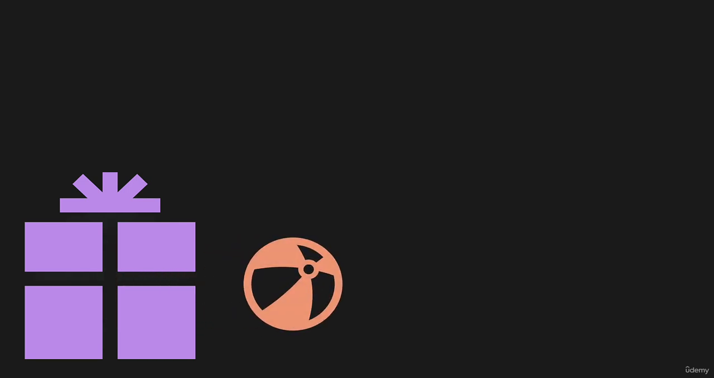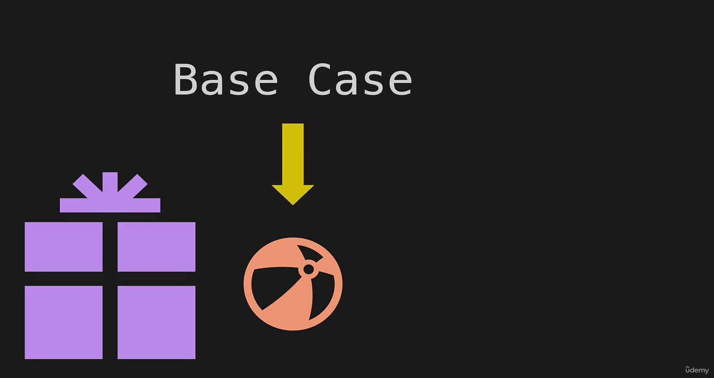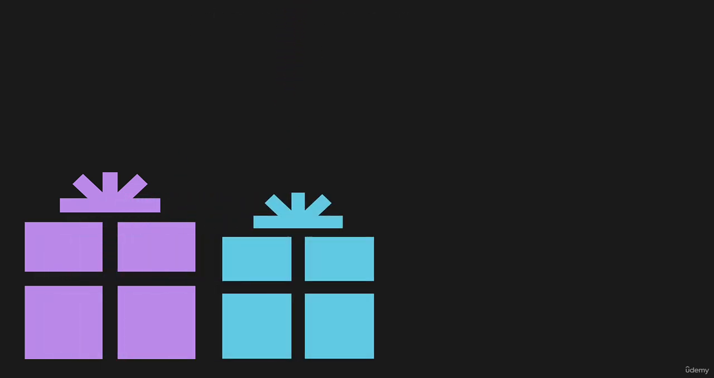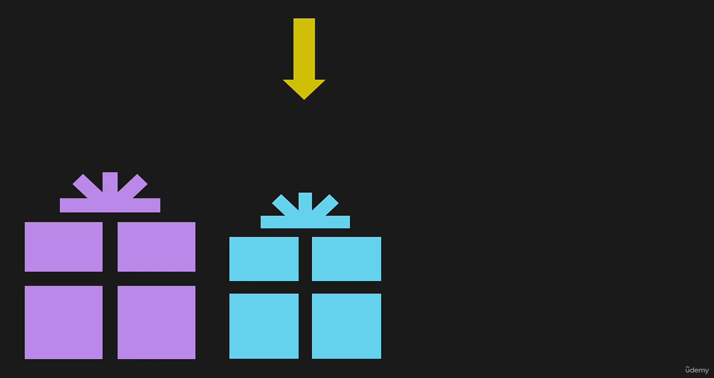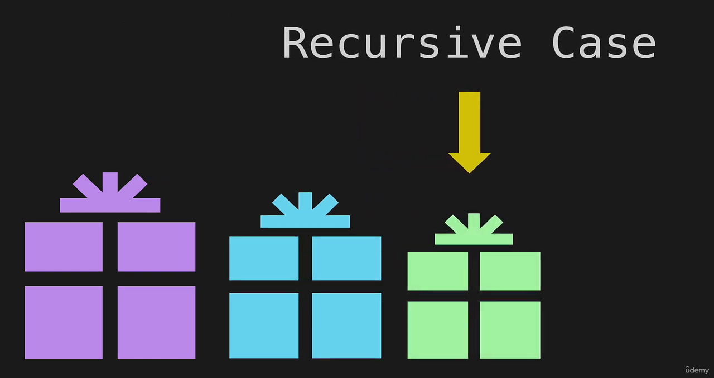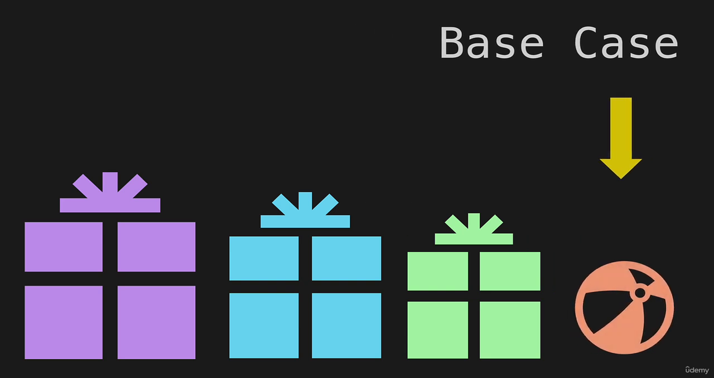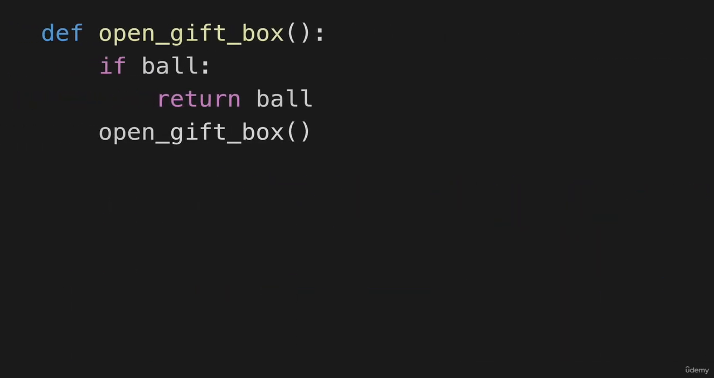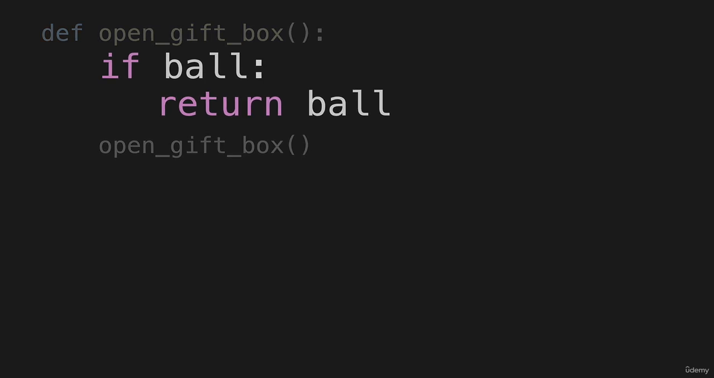When we open this box and it contains the ball, this is what we call our base case. This is when we are going to stop opening boxes, or the function will stop calling itself. If it needs to call itself again, this is called a recursive case. This is also a recursive case, and this is the base case. Let's bring our code back in here. When this if statement is true, that is our base case.